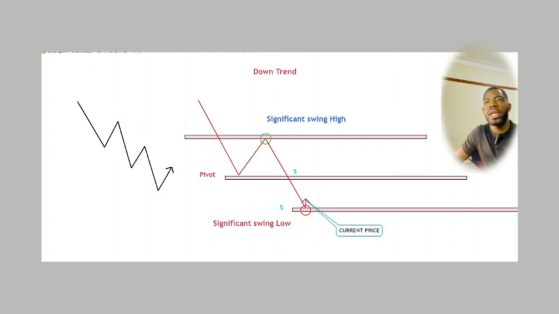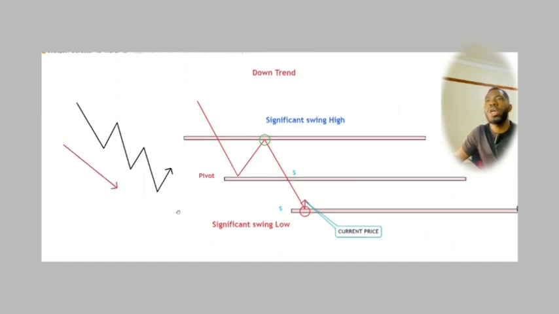All right, so in a downtrend, it is similar to the bullish, but in the opposite direction. So you'd have price moving in this way. So you have a significant swing high price over here. Okay, this would be our significant swing high. All right, in a downtrend, and this would be our significant swing low in a downtrend. Okay, so this is our current price here.